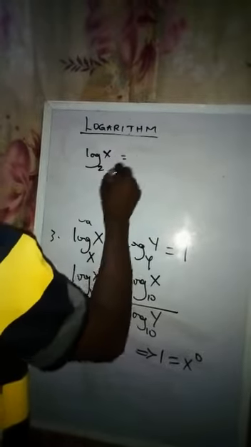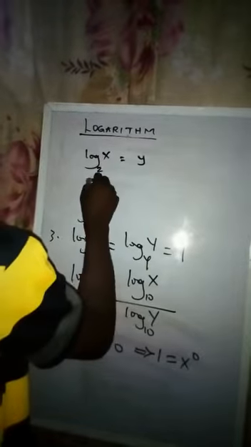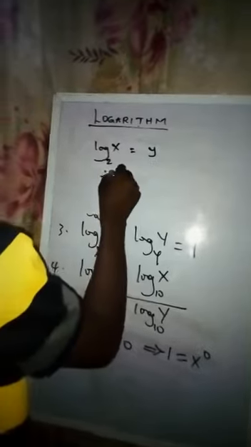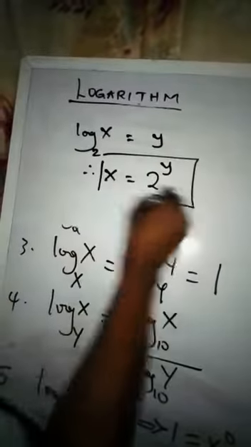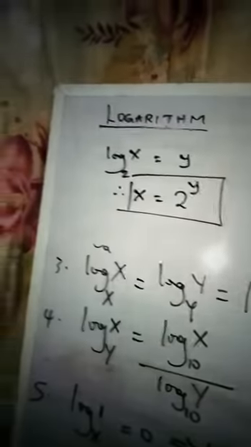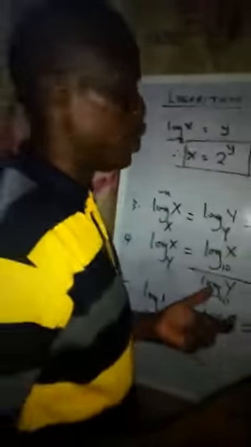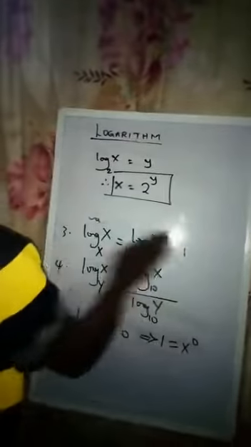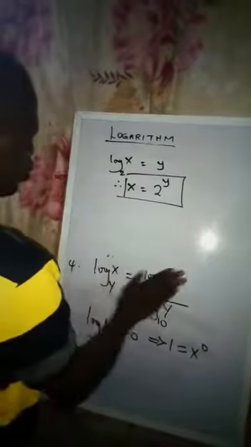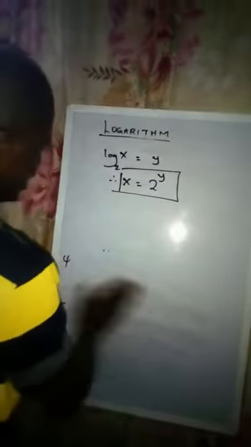How do you solve this? Let's assume that it's equal to y. That means if you remove this base 2, x is equal to 2 raised to the power of y. So we have changed it to an expression in indices form, or what we call an exponential equation. Now solving this kind of equation, we can apply certain rules. So let's go along and see how we can solve some simple logarithm expressions.